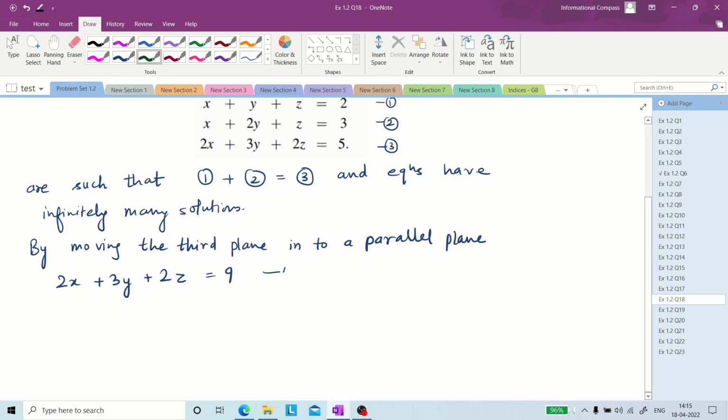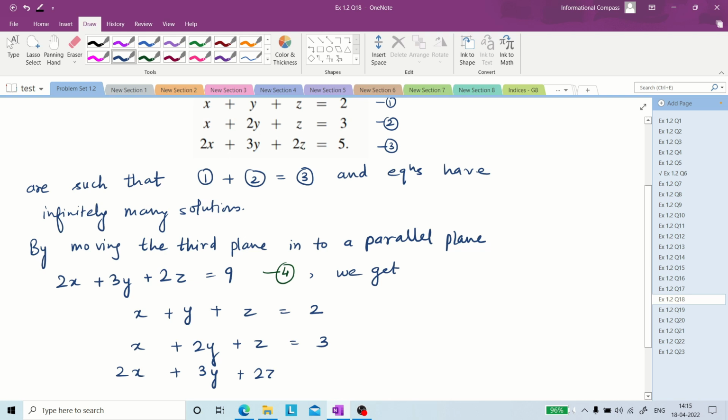The equation as fourth. We get, what do we get? We get x plus y plus z equal to 2. X plus 2y plus z is equal to 3. And 2x plus 3y plus 2z equal to how much? Equal to 9. So this is 1, 2, and this is the fourth one.